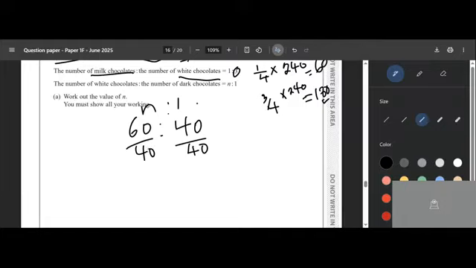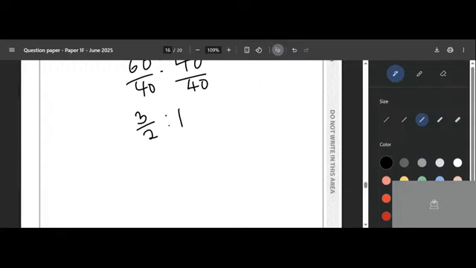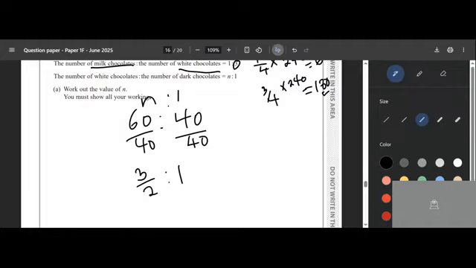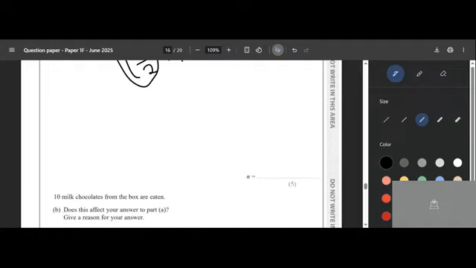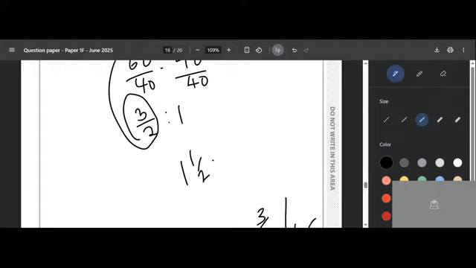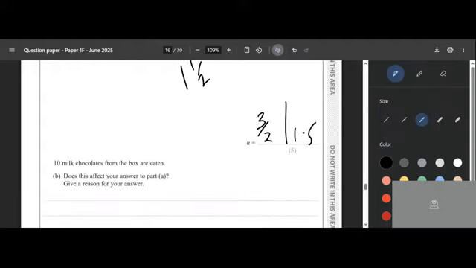Therefore, I will say 2 divides here 3, 2 divides here 2 is to 1. Or you can say 1.5 is the value of n. The value of n goes to 3 over 2. So you can write 3 over 2, or you can just write 1.5. Still has no issue. 3:2, or 1 whole number and a half in the ratio. So that's the value of n.